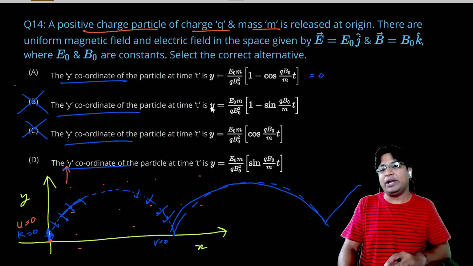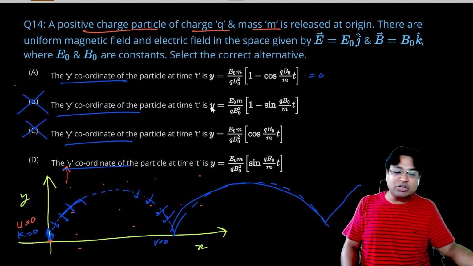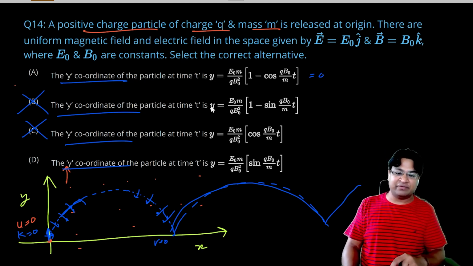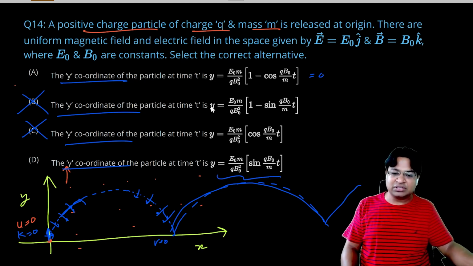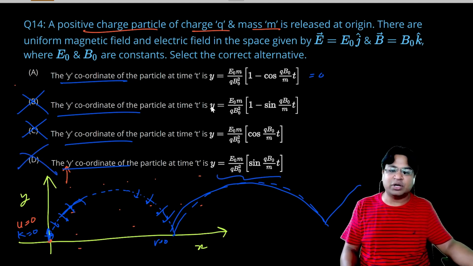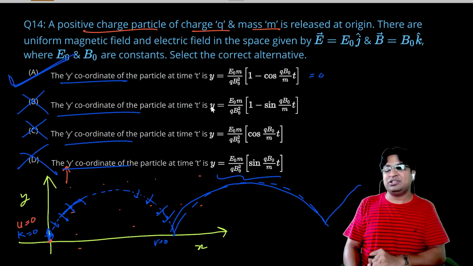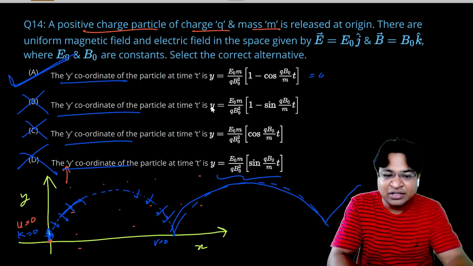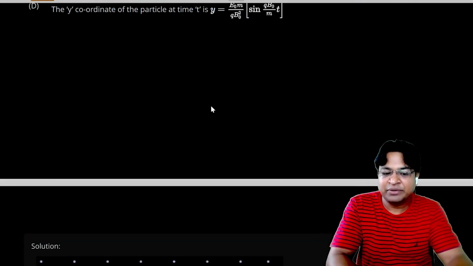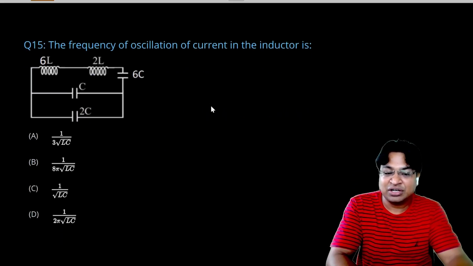So as of now, options A and D are in contention. One of them is wrong, one of them is right. Based on whatever I have judged right now, I can see that the y coordinate cannot become negative. But if I go with this, at some time the y coordinate will become negative. So even this is ruled out, and therefore option A is the only correct answer. So understand this, guys. It might have looked very difficult, but if you go with elimination, it wasn't difficult.